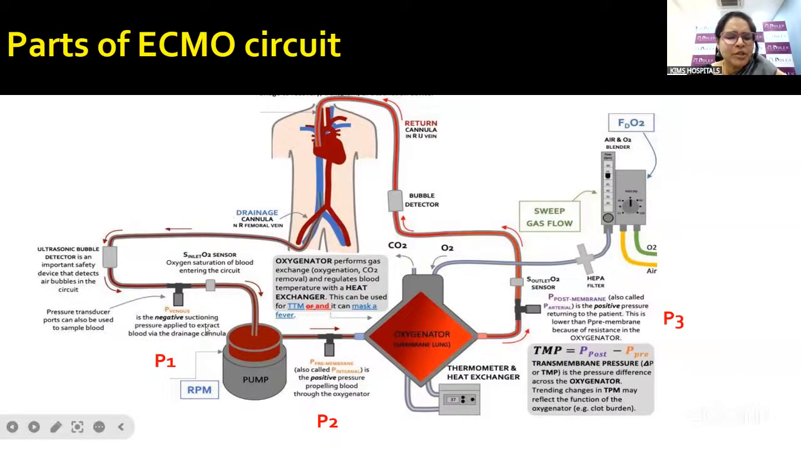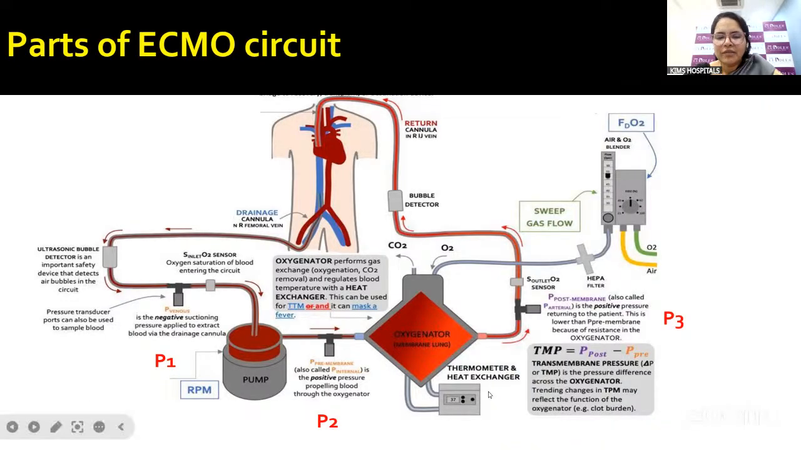So P1 is the first pressure that we measure, and this is the lowest pressure in the ECMO circuit, generally a negative pressure of around minus 40 millimeters of mercury. Then the blood passes through the pump, where the blood is pressurized, and positive pressure is added to the blood so that it can flow through the rest of the circuit. So P2, which is the pre-membrane pressure just after the pump, is usually the highest pressure in the ECMO circuit, and this is positive pressure because it is post the pump. This positive pressure is responsible for propelling blood through the oxygenator.